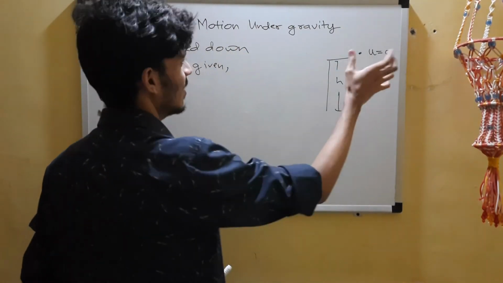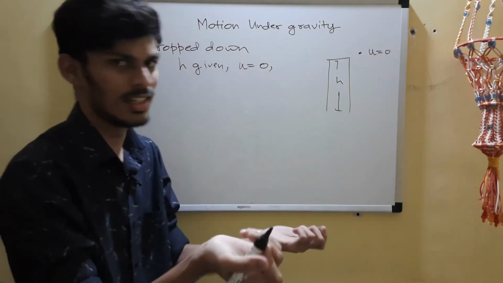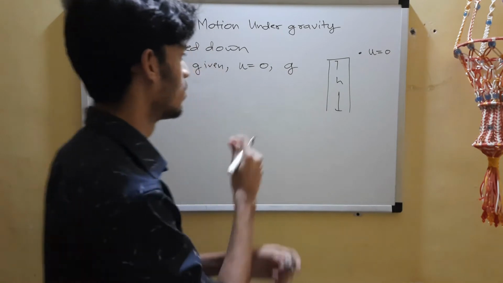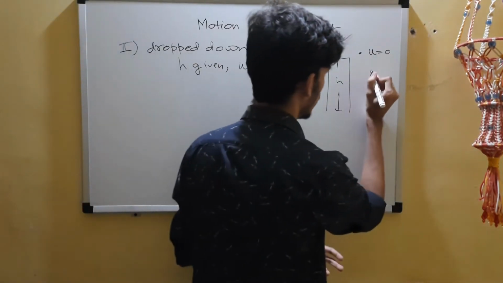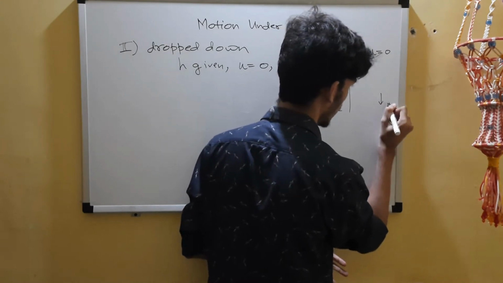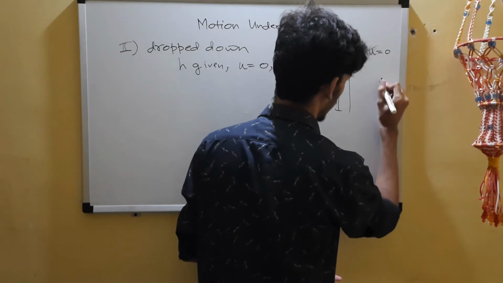So u will be 0. That is the second point. u will be 0 and g is there only. g exists throughout the motion today. So one wise thing we can do is to take this direction to be positive and this to be negative.